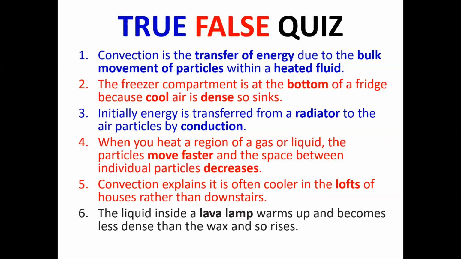And finally, number 6, the liquid inside a lava lamp is the substance that becomes less dense. It's actually the wax inside a lava lamp that warms up and becomes less dense. And it's less dense than the liquid. And this is why the wax rises. So to correct this final statement, you would literally have to reverse liquid and wax in this statement.